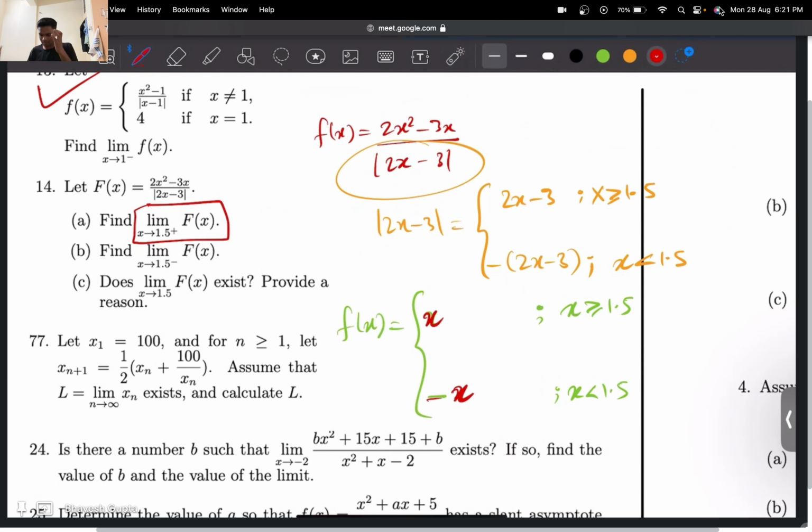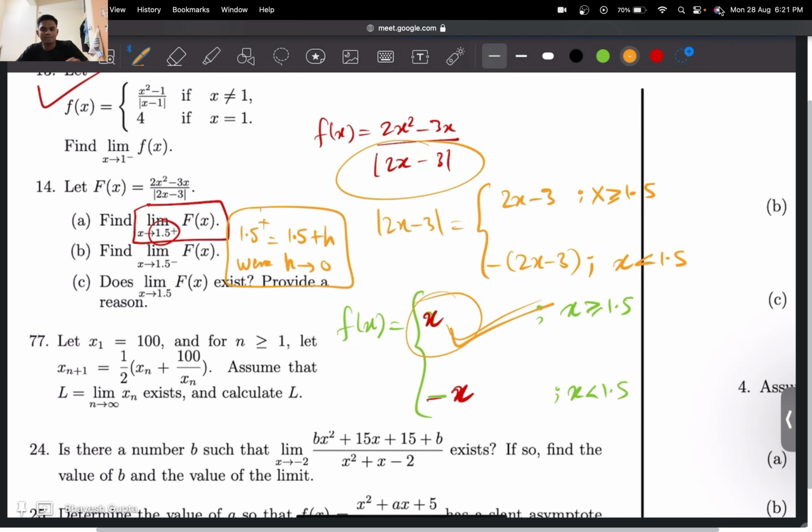So you can see how this function works here. Since you were asked for x tending to 1.5, just substitute 1.5 here. Where will you substitute? You will substitute over here, because you were asked for 1.5 plus. Basically 1.5 plus is nothing more than 1.5 plus h, where h tends to 0, right? So we will substitute that 1.5 over here, and this will give me my limiting value.